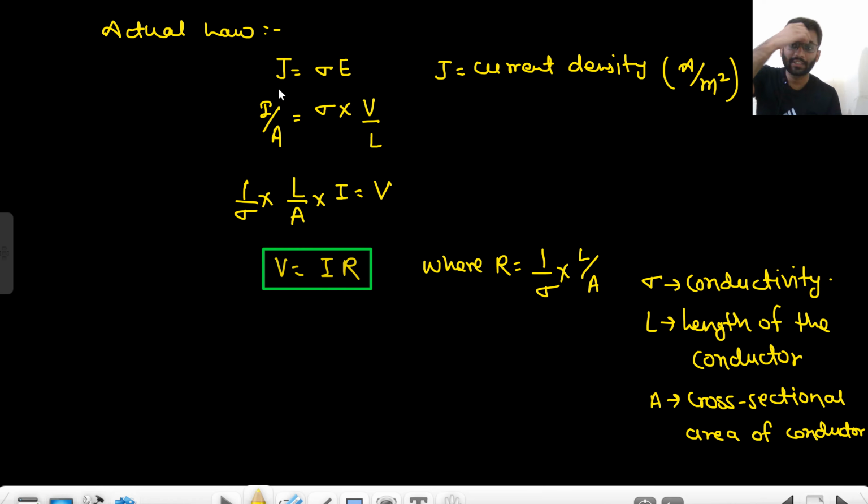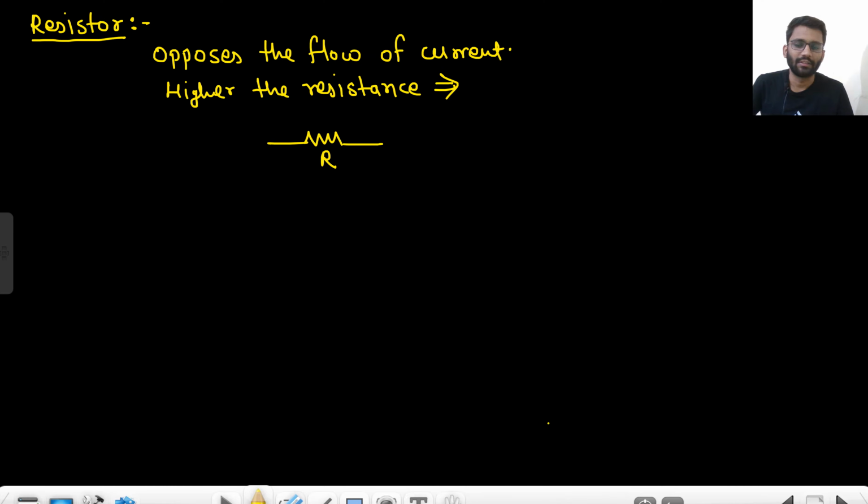So this was the actual law, J equals sigma E. From this we derive V equals IR, where R is 1 upon sigma times L by A. For a given conductor, this is a constant quantity. So this is what Ohm's law is. Let's move on to studying those elements.